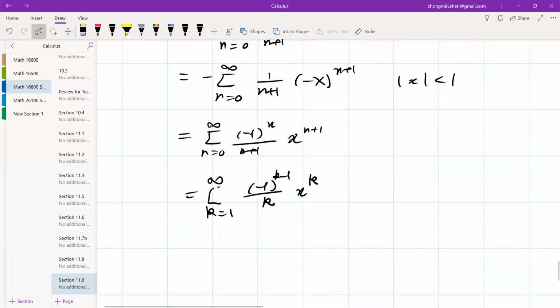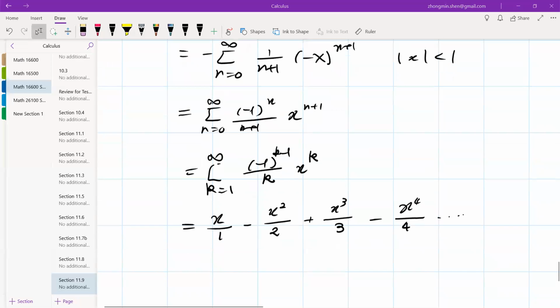Right, so there's no first term there, no zero term, no constant term. Just begin with x, right? So when k equals 1, it's x, minus x squared over 2, plus x cubed over 3, minus x to the 4th over 4, and so on. And this holds for absolute value of x less than 1.